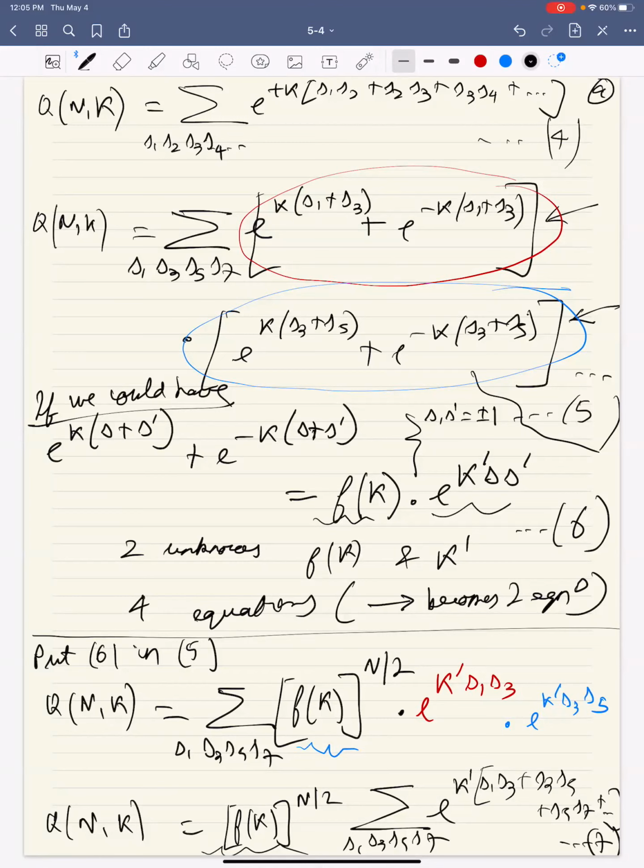This is not entirely useful, right? Because n is a large number and you have just changed n to n by 2. But what's stopping you from changing n by 2 to n by 4? You could keep reducing it until it becomes 1 spin. And you can solve the Ising model for 1 spin. That is kind of trivial. That's one thing you can do.